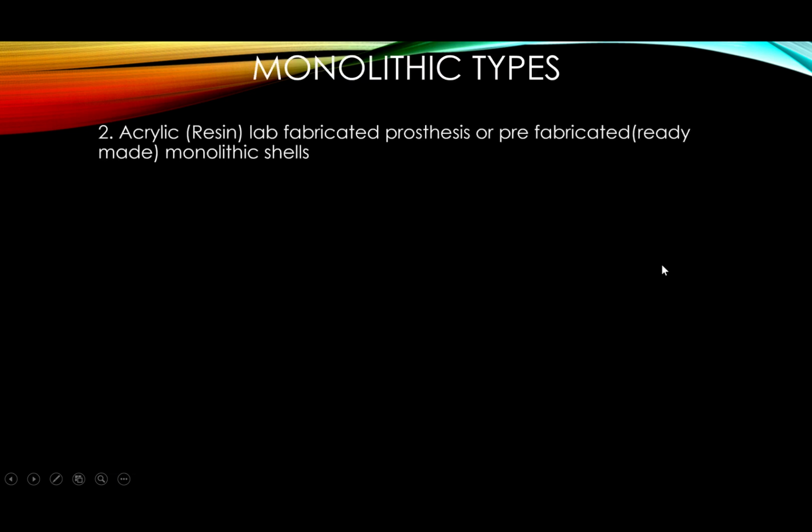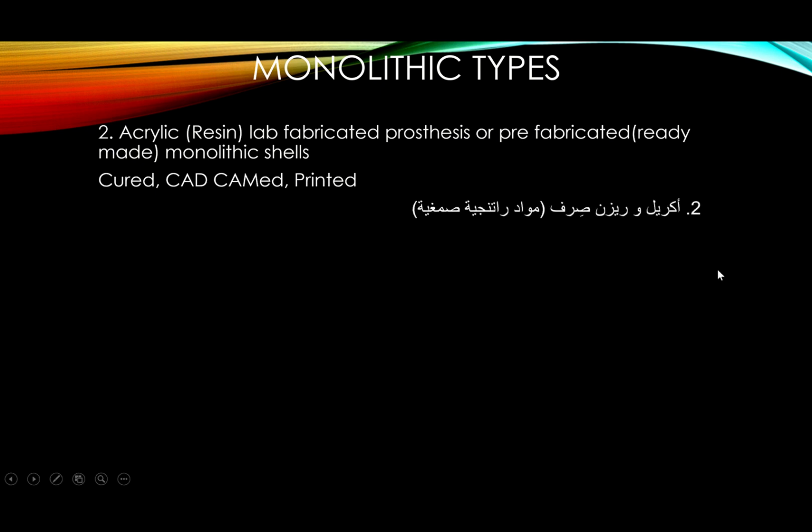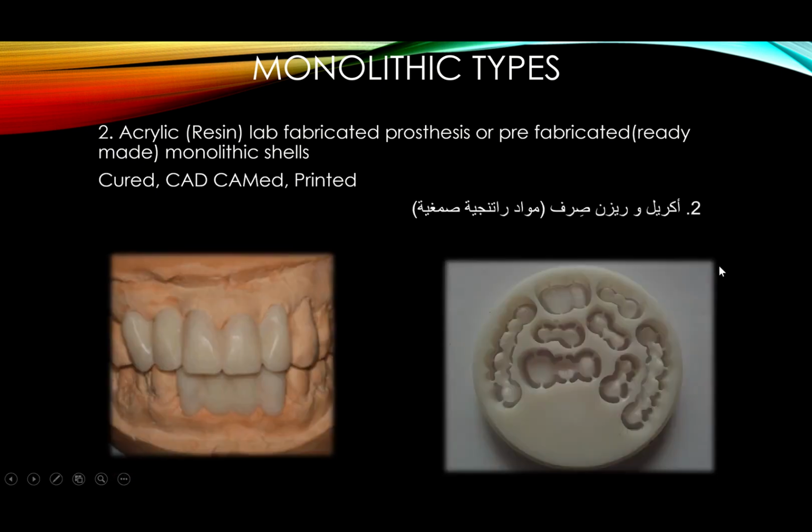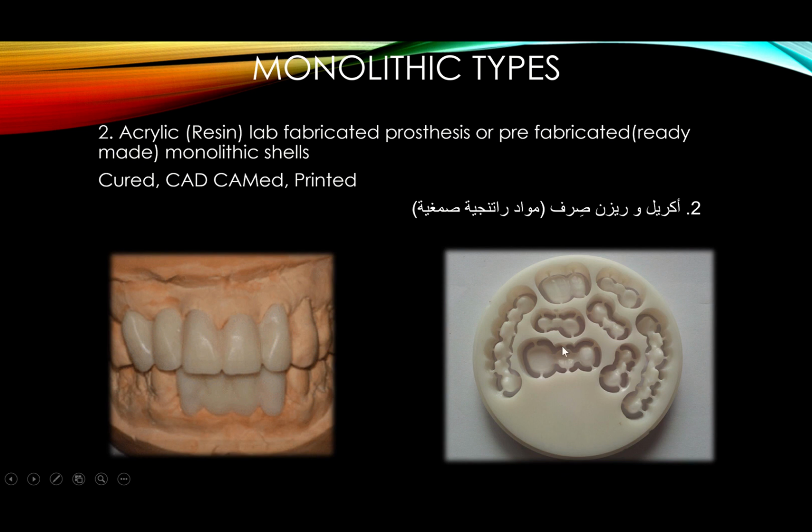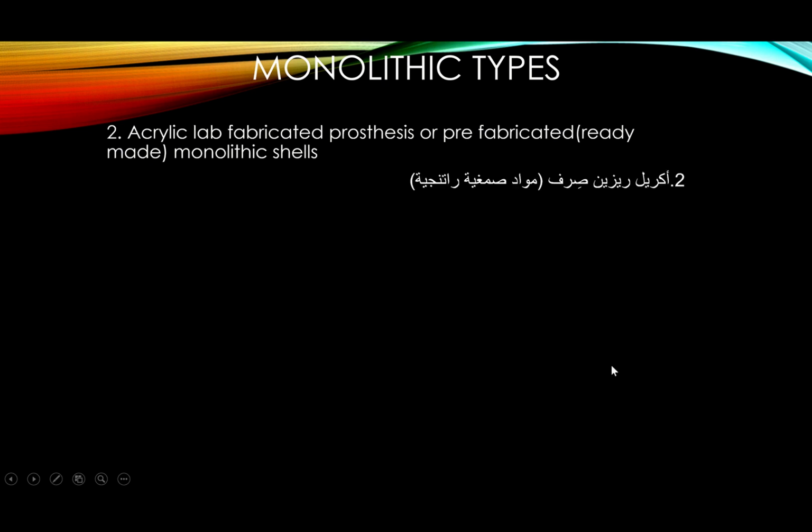Anyway, there's acrylic resin lab fabricated prosthesis. That's the second kind of monolithic types. It's not really our concern here, but I want you to know that it comes in as a fabrication technique. It could be cured, CAD-CAMed, or milled, or printed these days, all right? See, this is a block you can mill from it, all right?